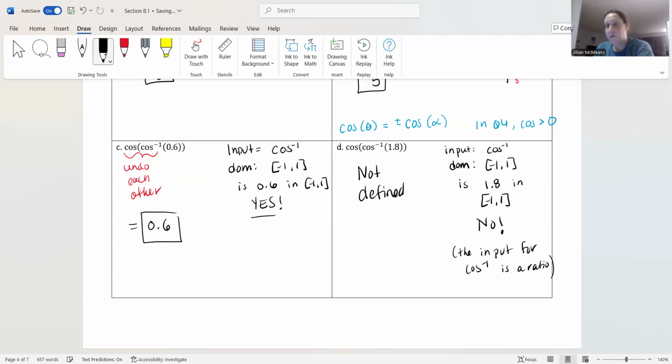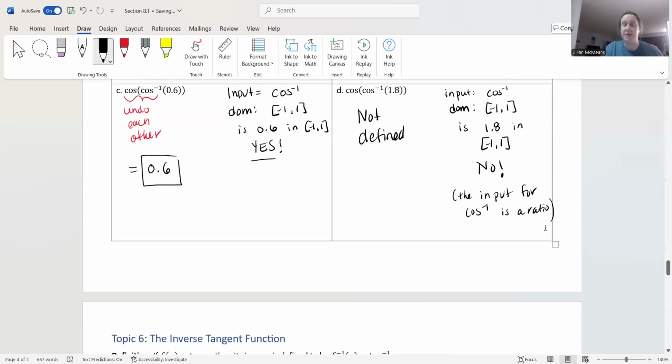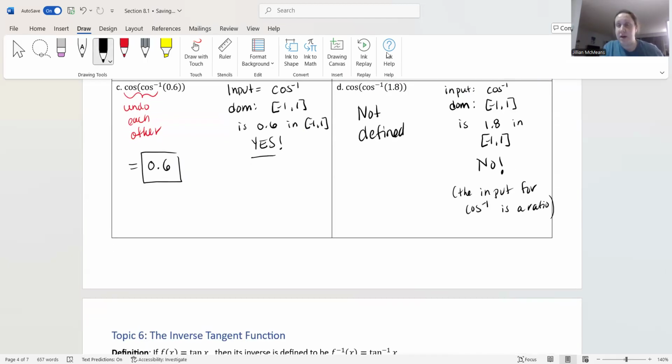So just be really careful when the innermost input value is an angle. We've got a little wiggle room. We can play around. When the innermost input value is a ratio, we can't really do much, okay? So in this case, 1.8 is outside of the domain of inverse cosine. We can't do anything. We just say this is not defined, okay? And I think that's it for inverse cosine. Let's look at the next one, which is going to be inverse tangent.